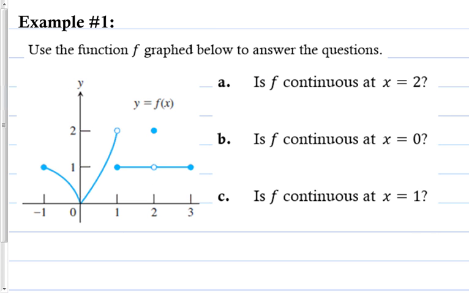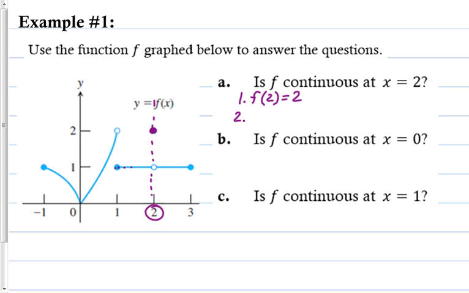Okay, example 1. Use the function f, graphed below, to answer the questions. So A says, is f continuous at x equals 2? So here's x equals 2. And continuity means that it has to fulfill those 3 requirements. I'll just list them. 1 says that when I plug in my 2, I actually have a value. So I look at the graph, and at 2, I do have a value. It's right here. It's 2. Number 2 says that my limit from the left and from the right exists.